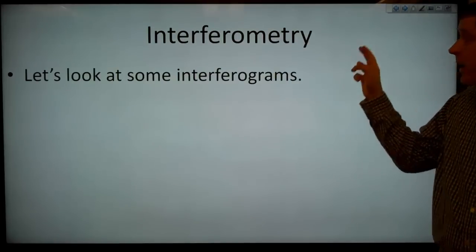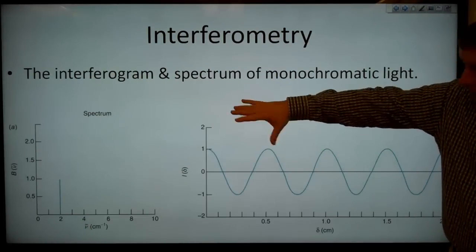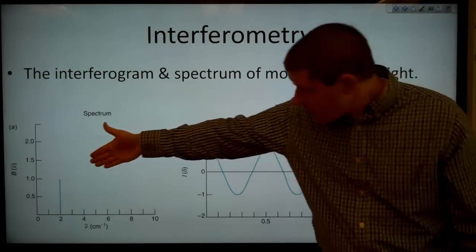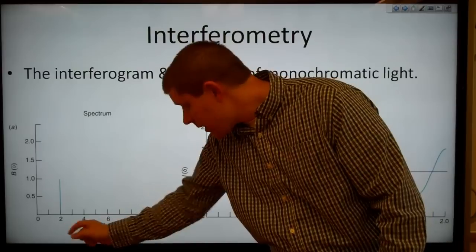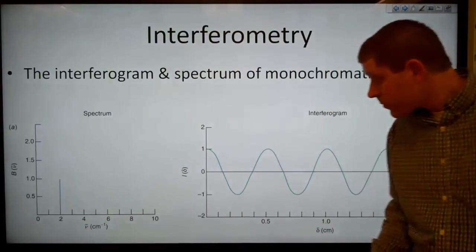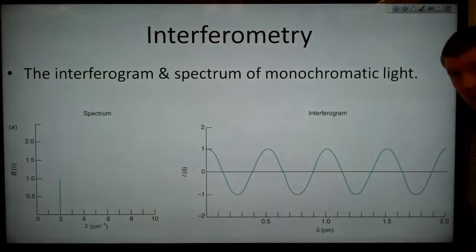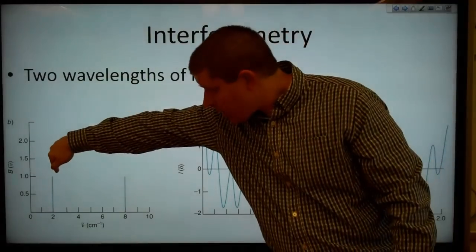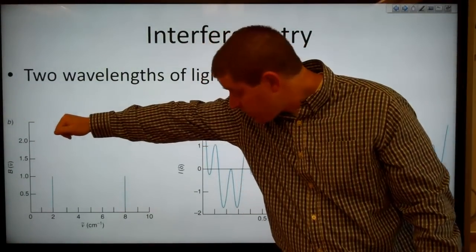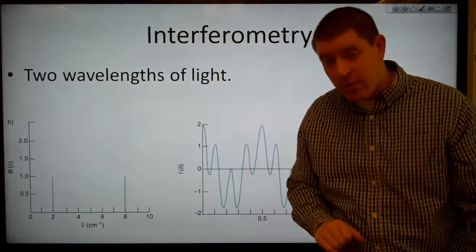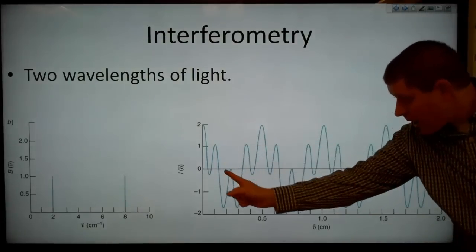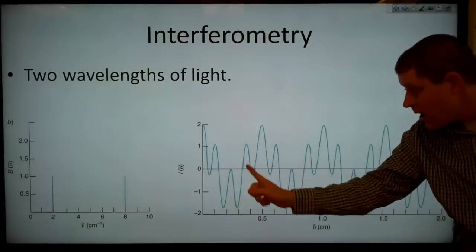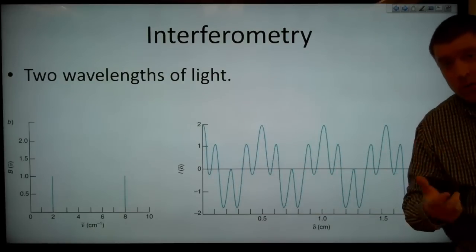So let's look at some interferograms. Here we have the interferogram and the spectrum of monochromatic light. So we have a single wavelength of light here at wave number of 2, and we have a nice cosine wave over here. And here we have dichromatic light, so 2 wavelengths of light. We've got our wavelength of light there at wave number 2. We've got our other frequency of light here at wave number 8. And now you can see that we've got 2 cosine waves. We've got one lower frequency cosine wave, and then another higher frequency cosine wave superimposed on that one.